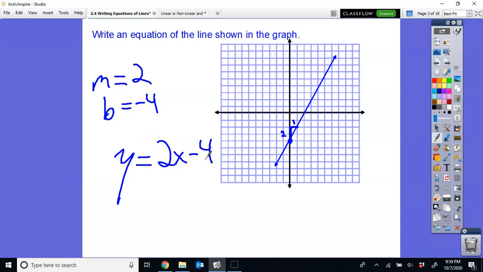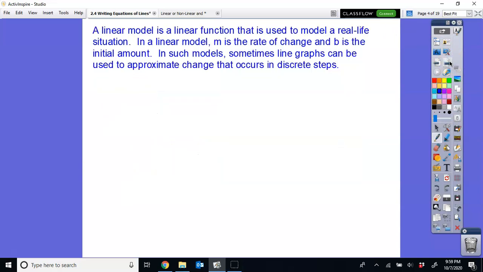That is my equation of my line. Now, we're going to get into more detail, like I said, with the graphing of a linear equation in the next section. So hopefully that'll make this a little bit easier to understand. But I just wanted to throw this in here right now to show you a little bit about what a linear equation looks like. So the next thing that we're going to look at is, what does a linear equation look like in a real life context?